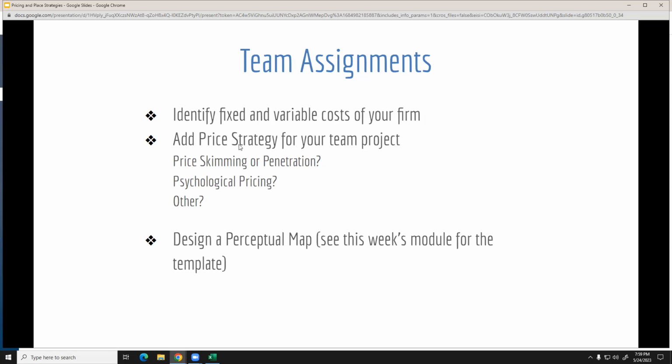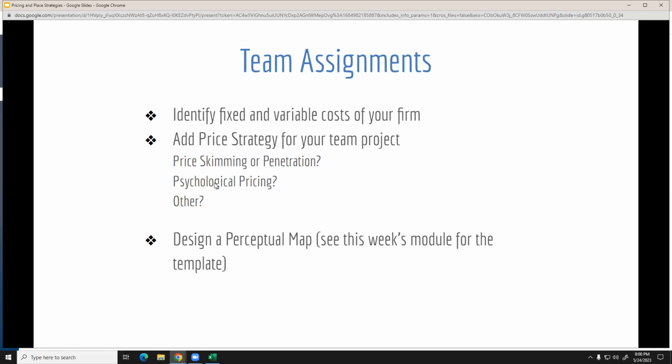The next item is I'd like you to identify the price strategy. Are you going to use price skimming or price penetration? The one you choose will tell me if you understand the concept.